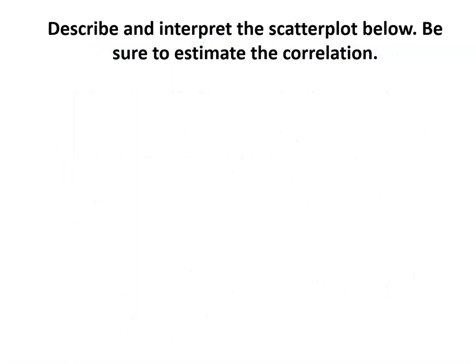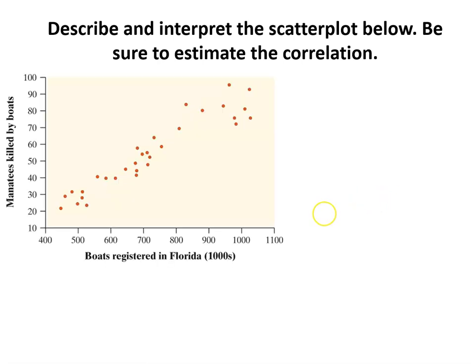All right, let's do some practice. We're going to describe and interpret the scatter plot, making sure to estimate the correlation. So my first scatter plot is showing the number of boats registered in the thousands compared to the number of manatees killed by the boats. So we're going to describe and interpret the scatter plot. So we're going to go through our DUFs.